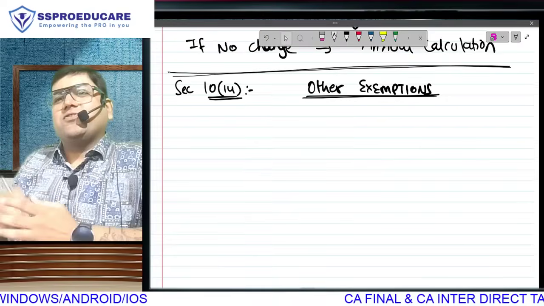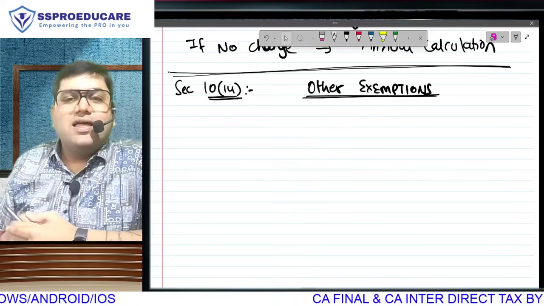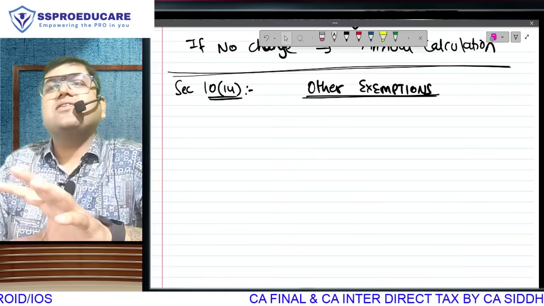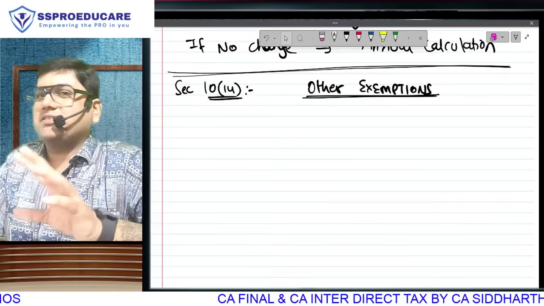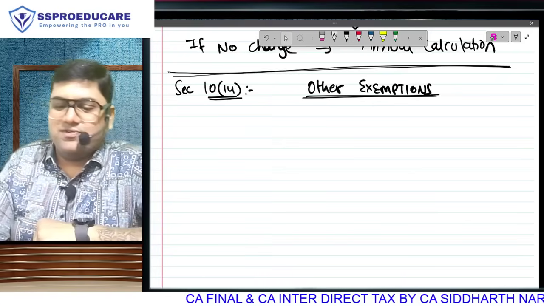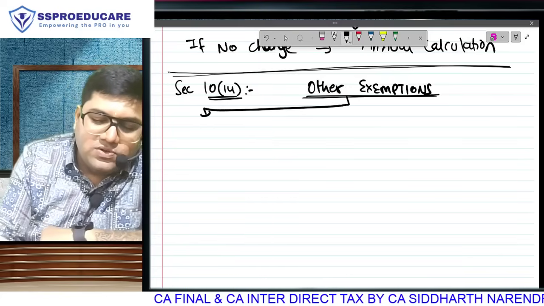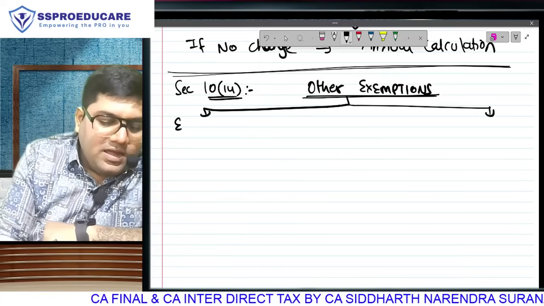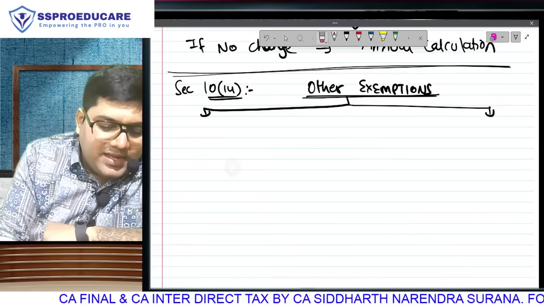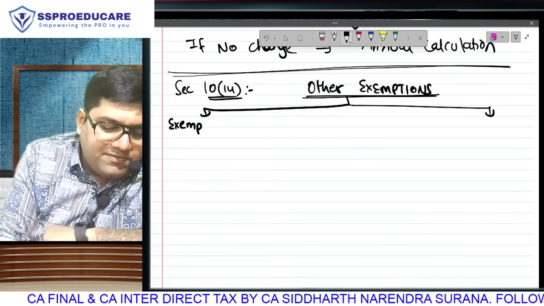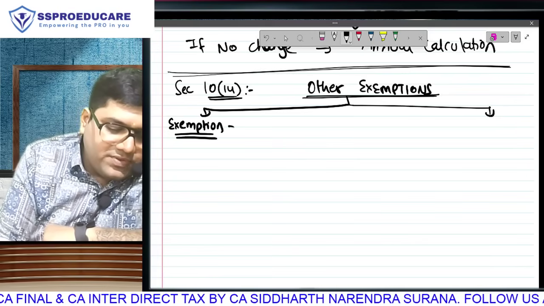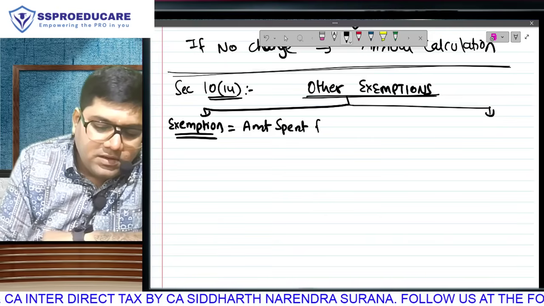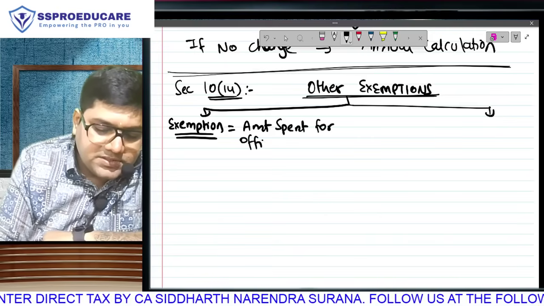Yes, your employer is giving you some allowance. Other exemptions. These are not calculation-based exemptions where you have to do A, B, C, whichever is best. They have given simple exemptions by dividing them into two categories. First, where the exemption will be equal to the amount that you have spent for official purposes.